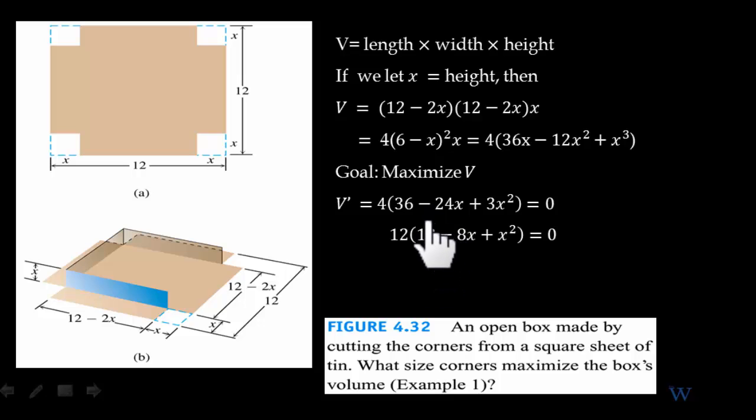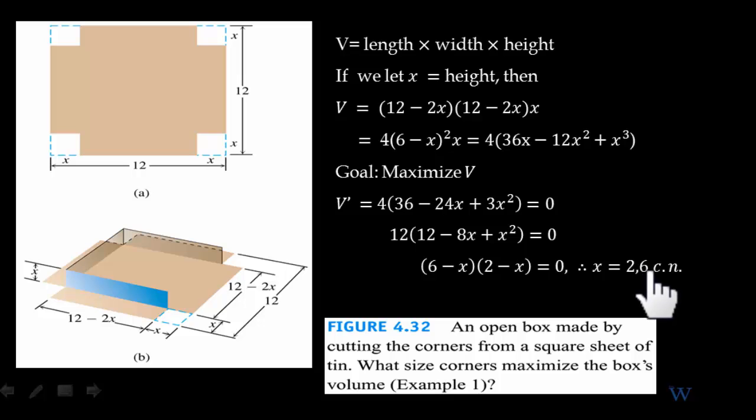And that's just pulling out the 3 from each of these. And so that's why this becomes a 12. And when you factor this, you're going to get 6 minus x and 2 minus x. So the two critical numbers are x equal to 2 and x equal to 6.